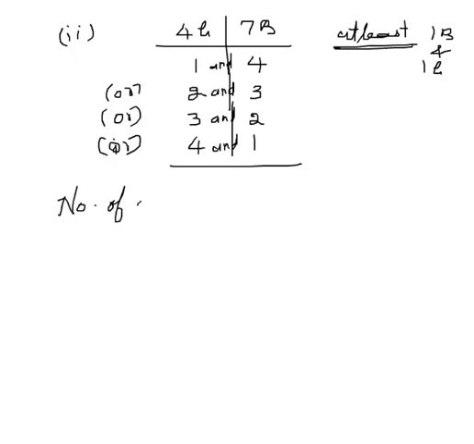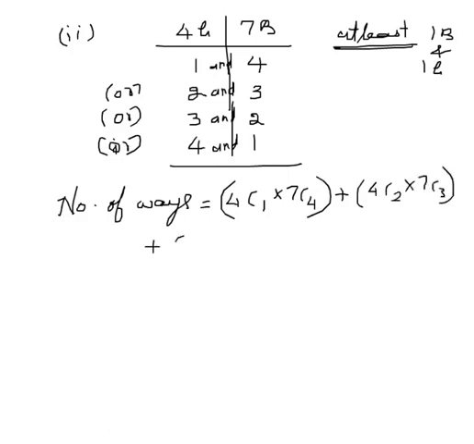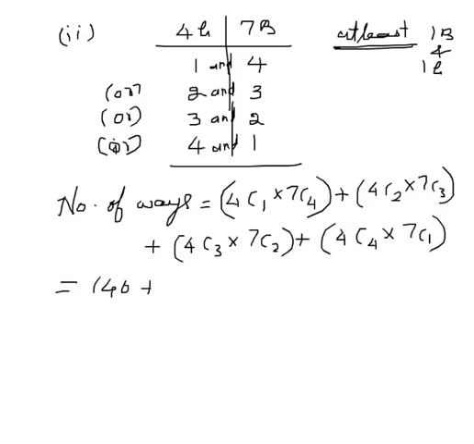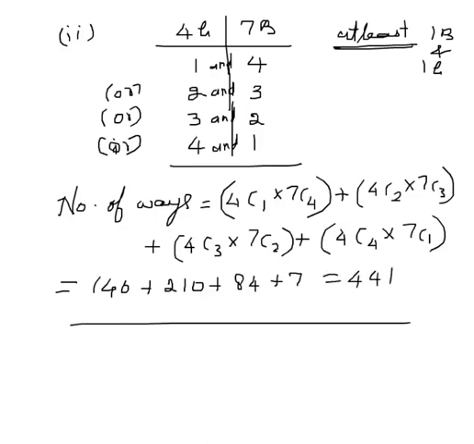Therefore, number of ways is equal to 4C1 times 7C4 or 4C2 times 7C3 or 4C3 times 7C2 or 4C4 times 7C1. The first one is 140 and the second one is 210. The third one is 84 and the last one is 7. The total answer is 441.